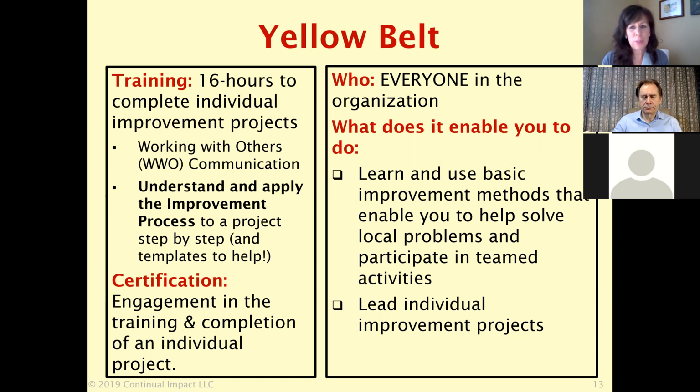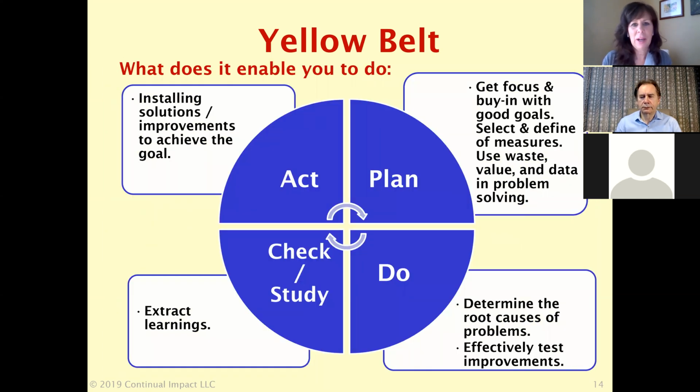Certification for this one is a little bit higher bar. It's training, as we said, and applying something. So you've completed at least one project, and then you can get certification. You leave yellow belt with some basic understanding of the improvement process. You have some foundational tools, and you can lead yourself and maybe a few others through it. When we talk about the improvement cycle or the improvement process, we're referring to plan, do, check, act, or DMAIC in the Sigma world.